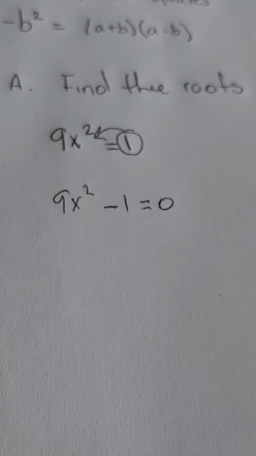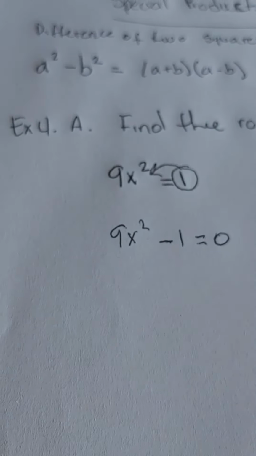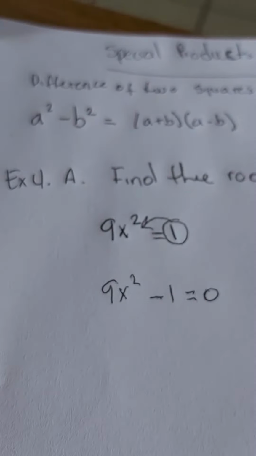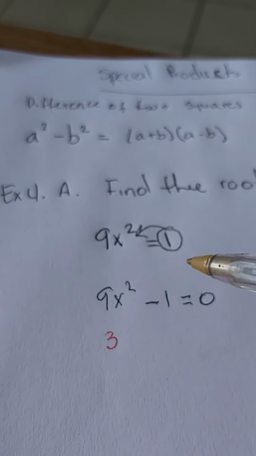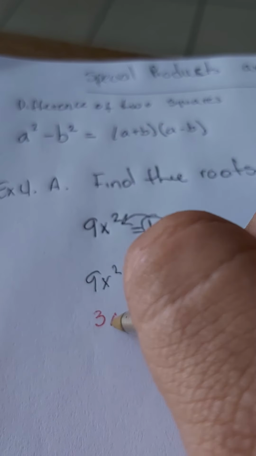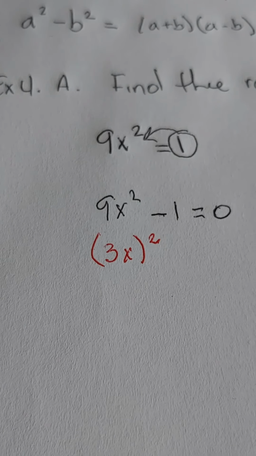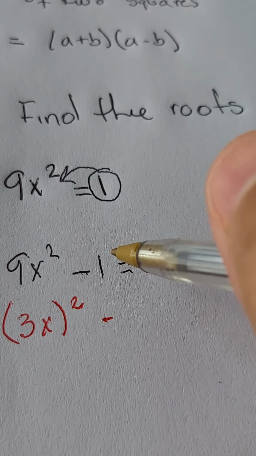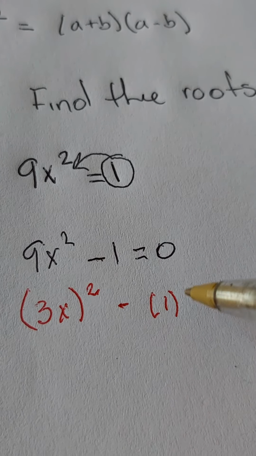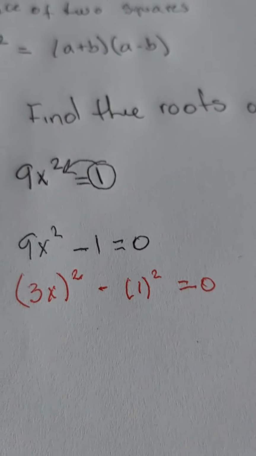Notice that we can write this 9x squared minus 1 as a difference of squares. How do we do that? 9 is a perfect square, okay, it's 3. x squared is a perfect square, okay, it's x. So 3x squared equals 9x squared. Minus 1 is a perfect square, okay, it's 1. 1 squared equals 1. So this is equal to 0.